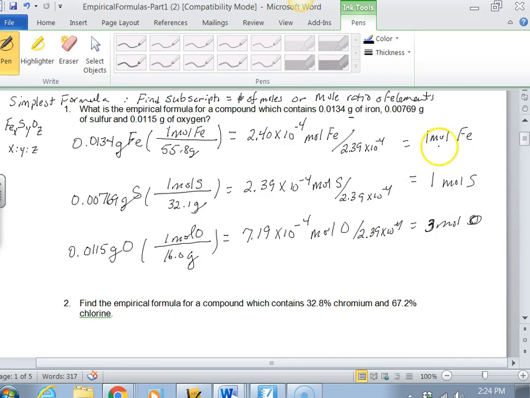So this gives my ratio of subscripts. This would be Fe1S1O3, which in standard format would be FeSO3, which is likely iron(III) sulfite.